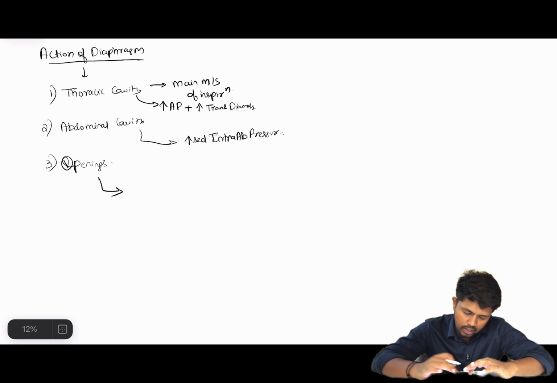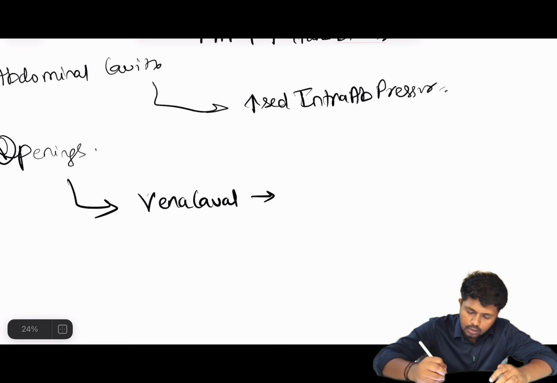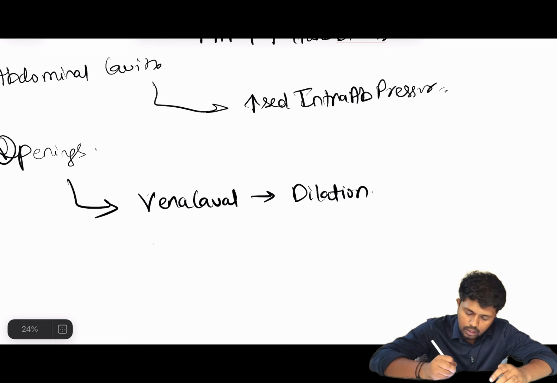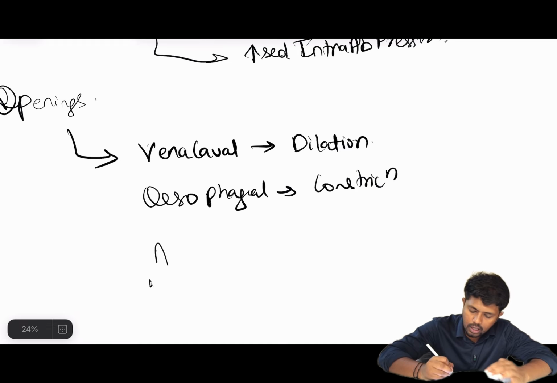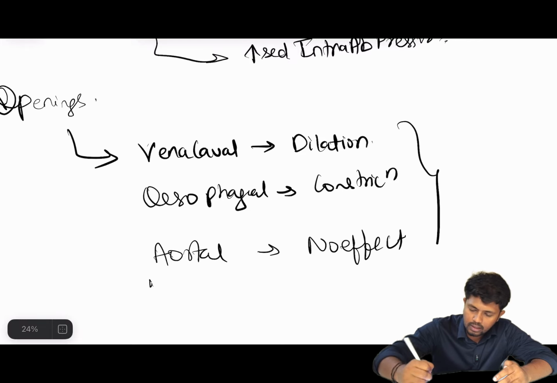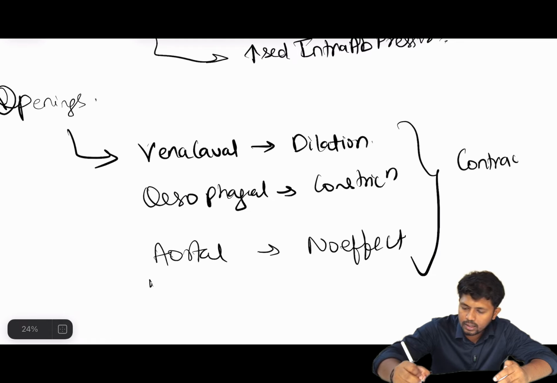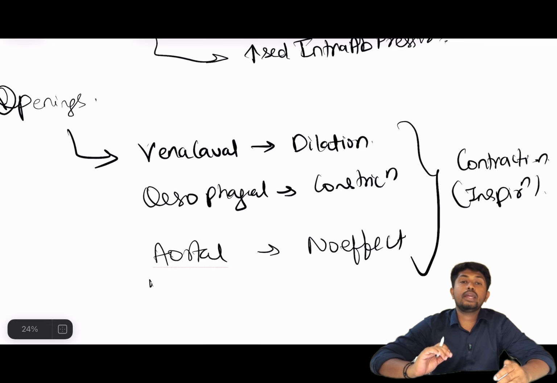So now we'll write here. In the vena cava opening, the dilatation will be there, in the esophageal opening there will be constriction, and in the aortal opening no effect. So all this will occur when the diaphragmatic muscle is contracted, or you can say during the process of inspiration. Now the last thing that is left is diaphragmatic hernia.